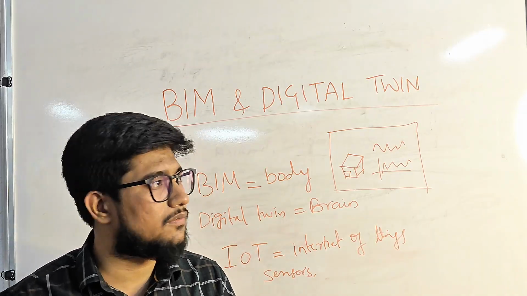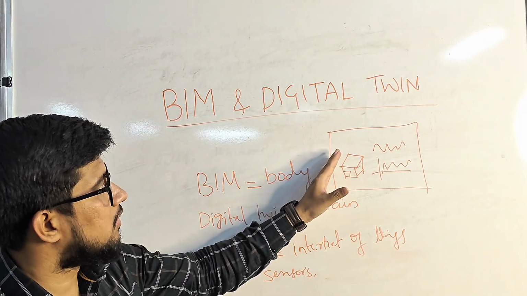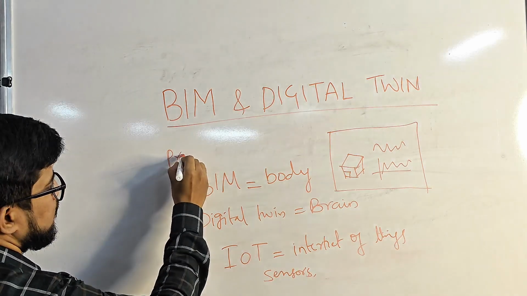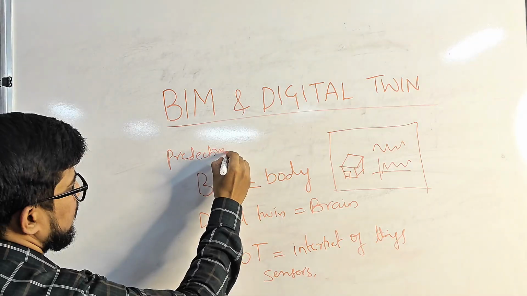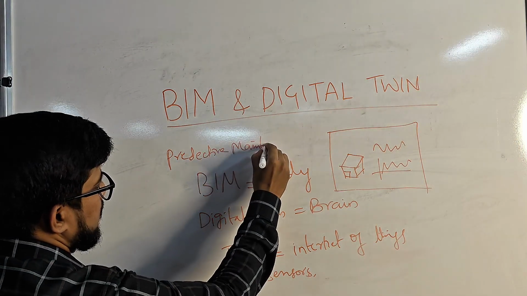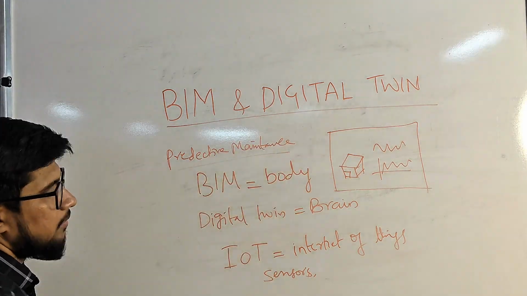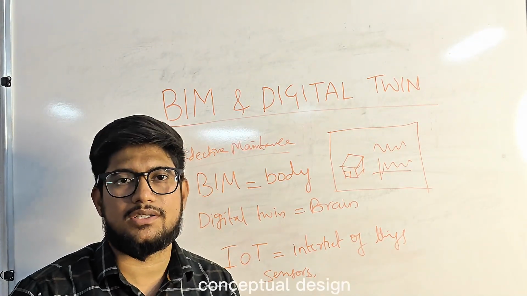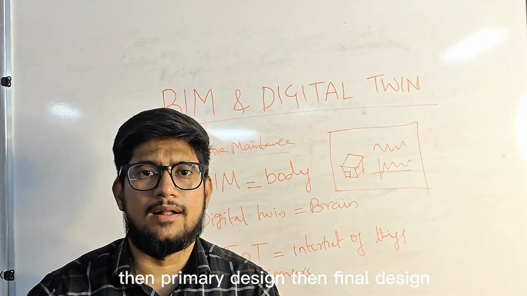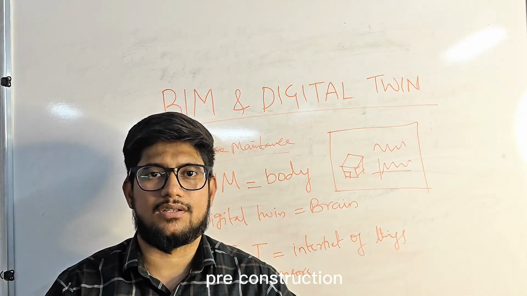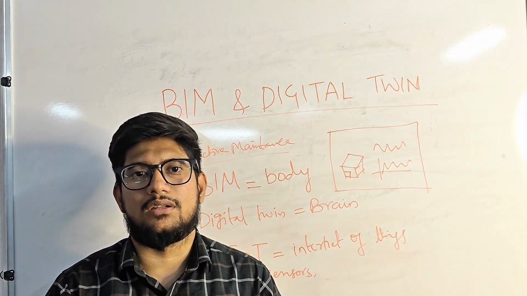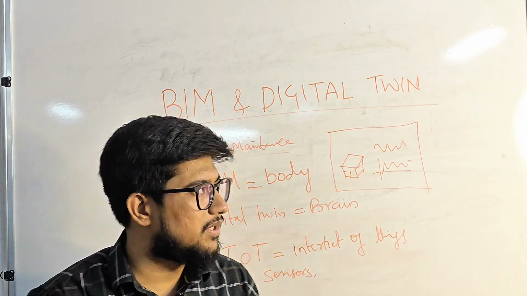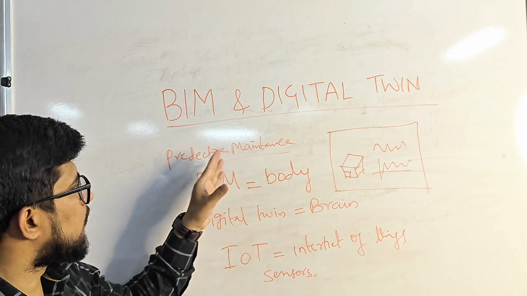The main advantage of BIM and this twin technology is predictive maintenance. I will just write here: predictive maintenance. So for any construction project, it starts with conceptual design, then primary design, then final design. Again, we go for pre-construction, construction, and then handover. After the handover, the main stage starts, that is nothing but operation and maintenance. So during the operation and maintenance, this technology is useful with BIM.